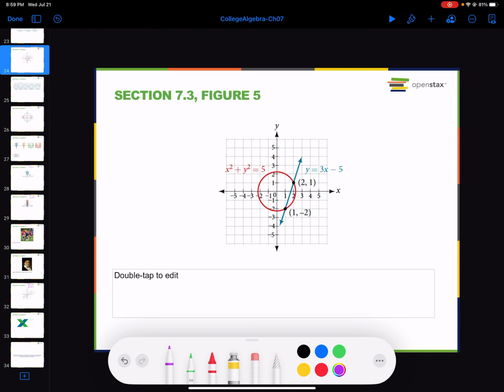You could go ahead and plug in y. Since this one's already nice and neatly set to y equals something, you'll just plug that into this equation, solve for x, and then plug in your x to find out your y value.